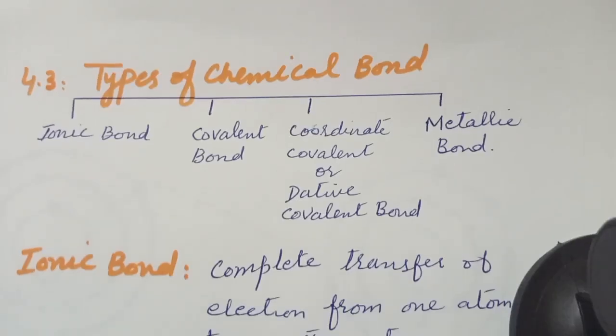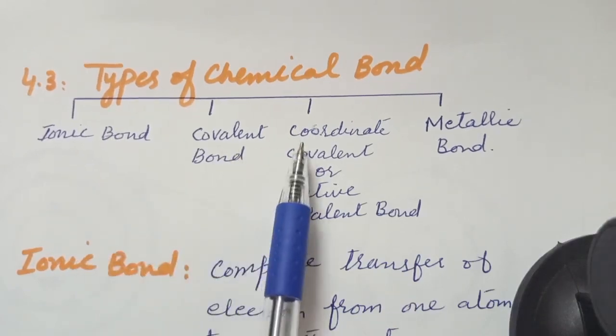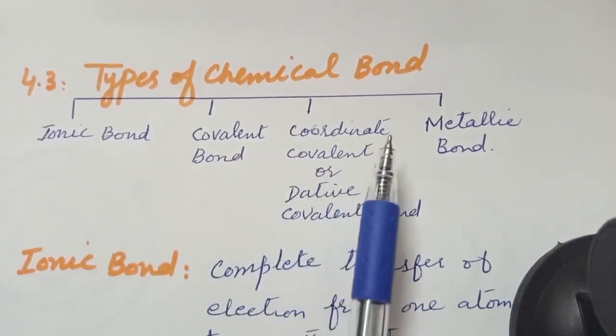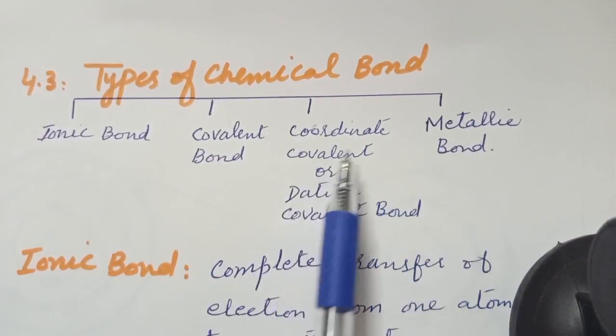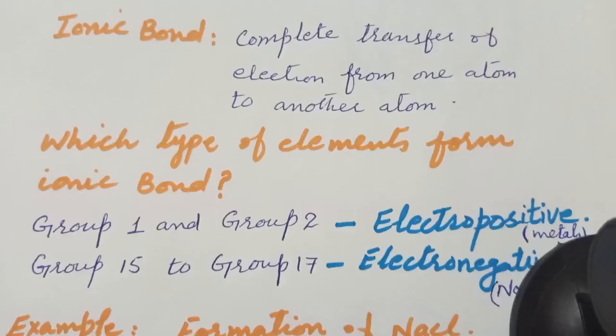Depending on the way by which these bonding electrons combine to form the chemical bond, there are 4 types of chemical bond: ionic bond, covalent bond, coordinate covalent bond and metallic bond. Coordinate covalent bond is also known as the dative covalent bond. Today we will discuss the ionic bond in detail.